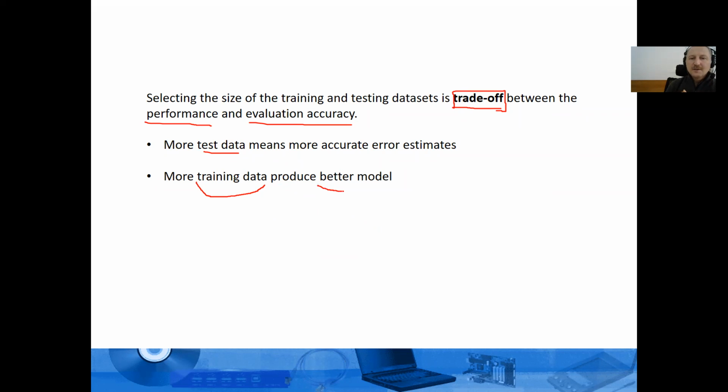Yes, that's why you can reduce. It may cause a worse model if you are using less training data. If you have more training data, it is obvious that you will have a better model.